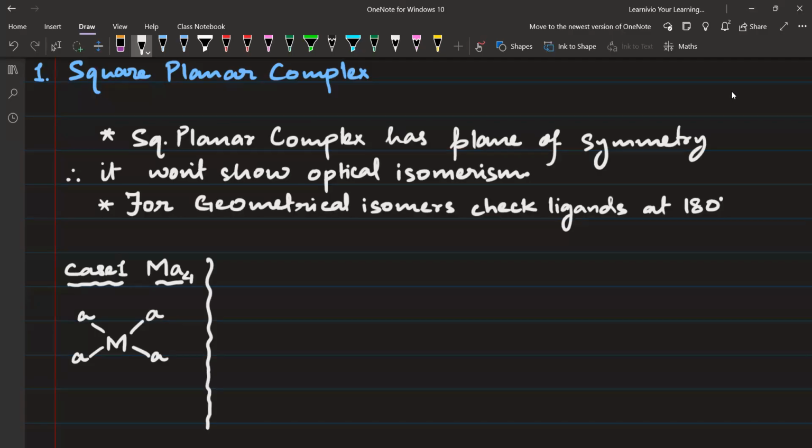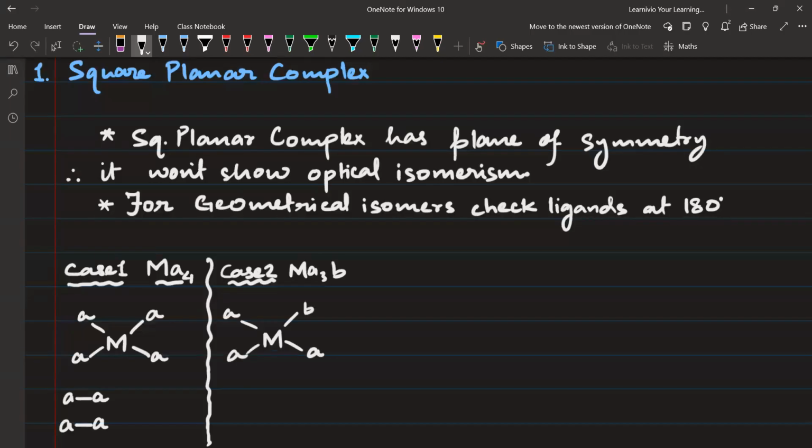Yes. So we are going to identify this particular case as A is opposite to A and A is opposite to A. Here it is going to make sense. Case number two, when we have M A3B. अब यहाँ पे क्या कर सकते हैं ना, we have M A3B, then one A will be opposite to B and the two will be opposite to each other. एक A जो है opposite to B है and the two A's are opposite to each other.